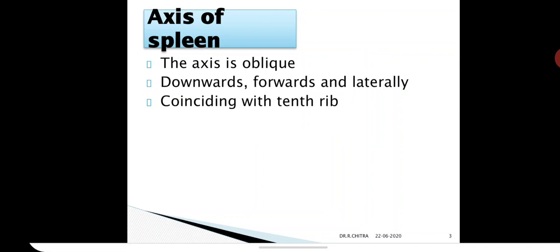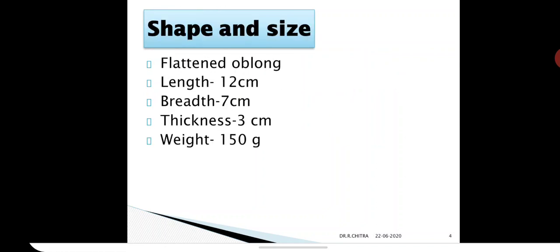If you see the axis of the spleen, it is oblique, directed downwards, forwards, and laterally, as if coinciding with the 10th rib on the left side. So that is the axis of the spleen. Size and shape of the spleen: it is a flattened oblong shape. Length is 12 centimeter, breadth is 7 centimeter, thickness is 3 centimeter, and weight is approximately 150 gram.